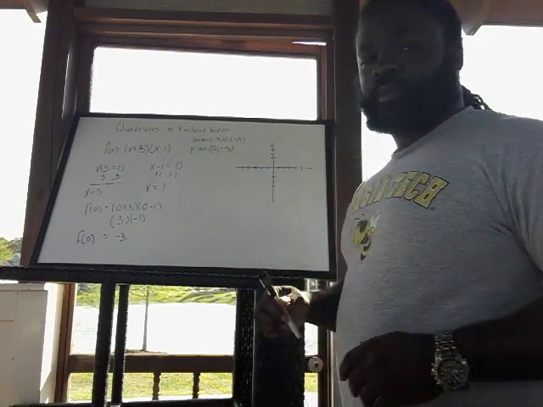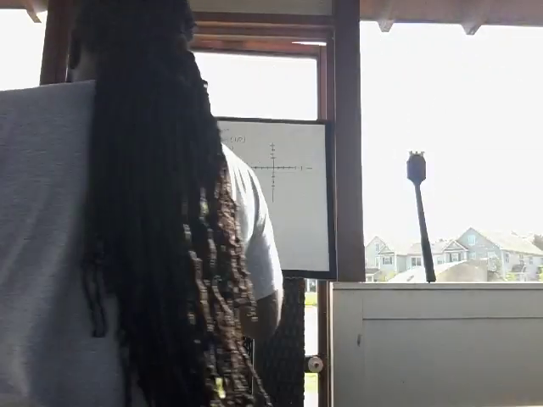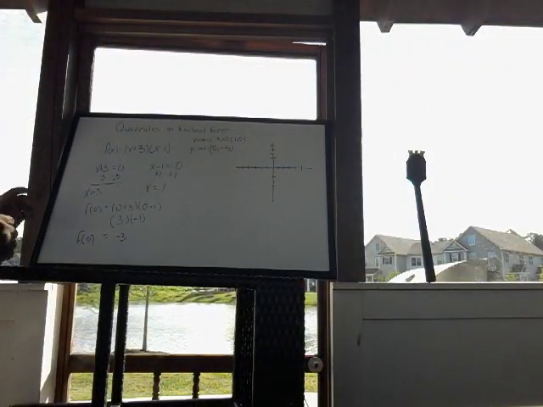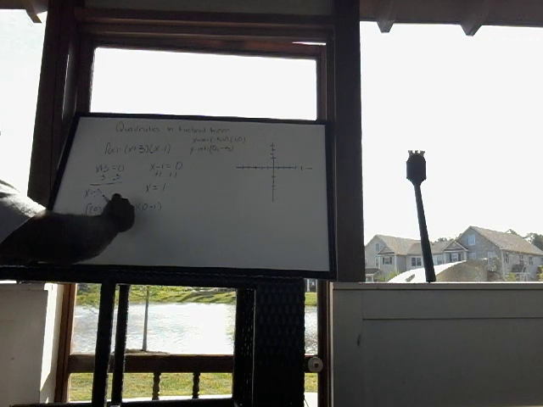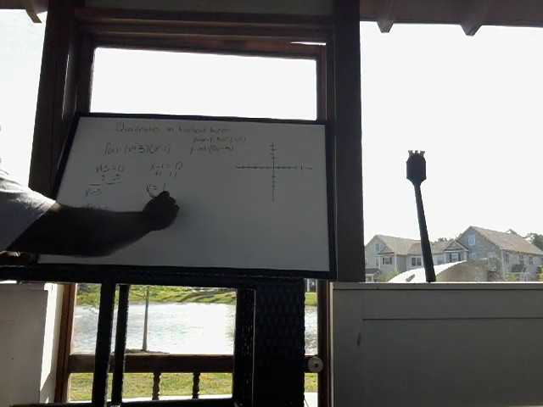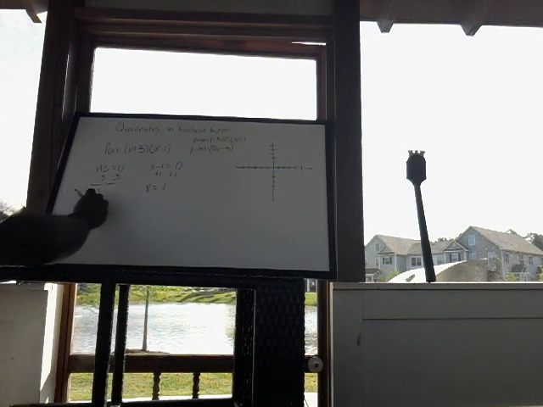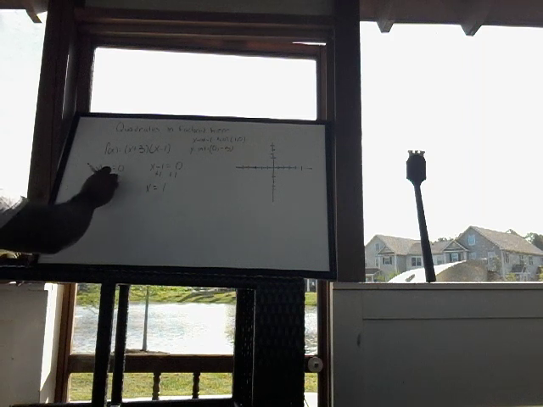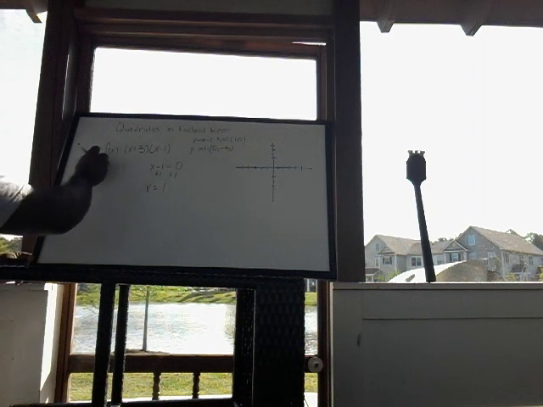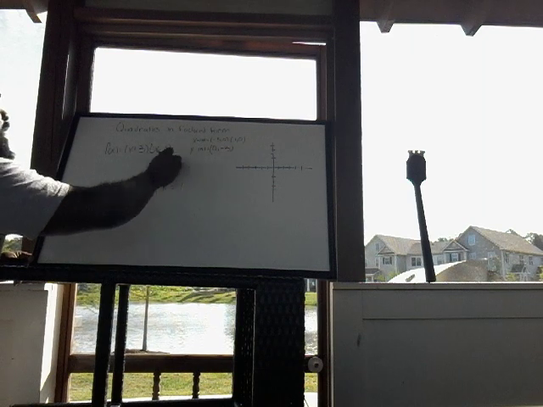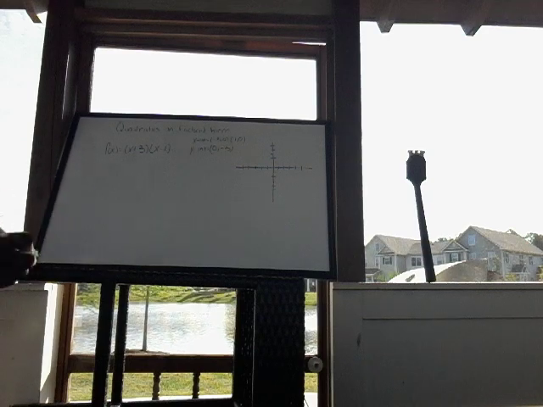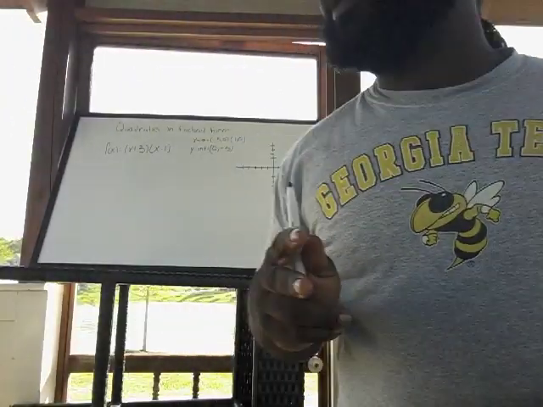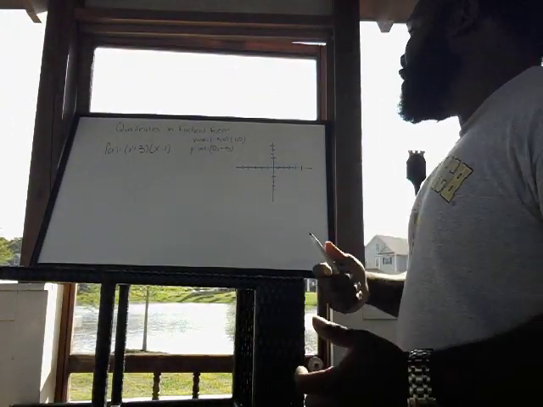Now, the next thing that we want to do: we got our x-intercepts, we have our y-intercept, and the next thing we want to do is find our axis of symmetry. Now, in standard form, to find your axis of symmetry, you take negative b and divide that by 2a. But here, in factored form, what you want to do is take your two x-intercepts, add them together and divide by 2.